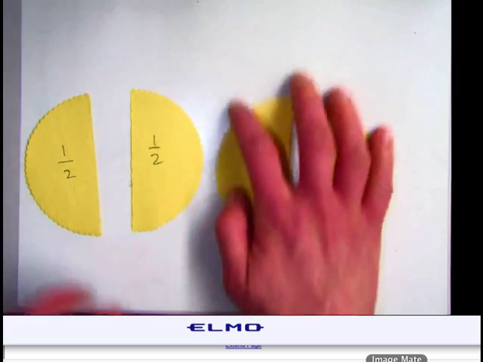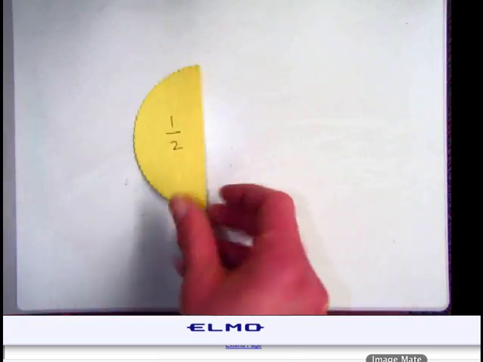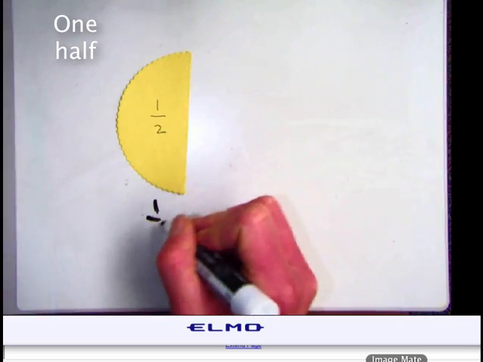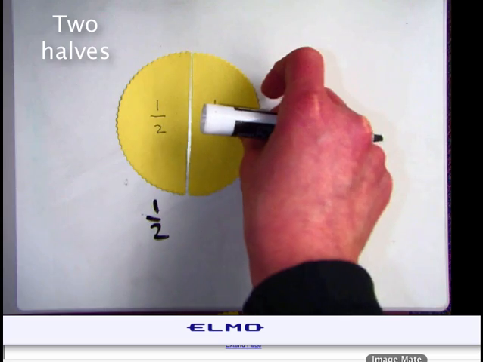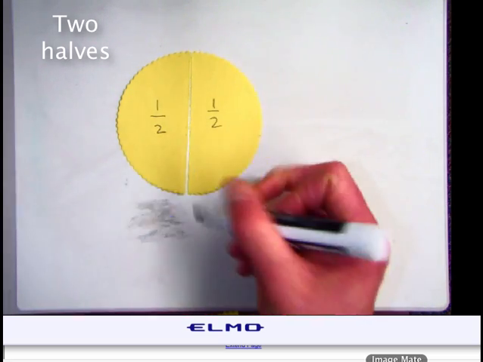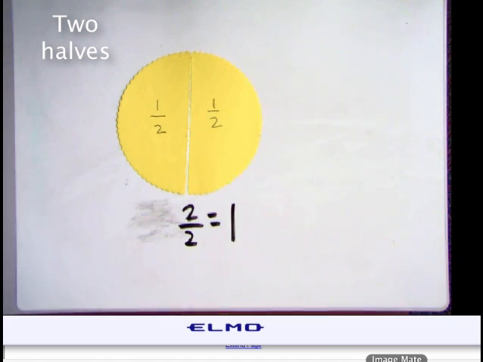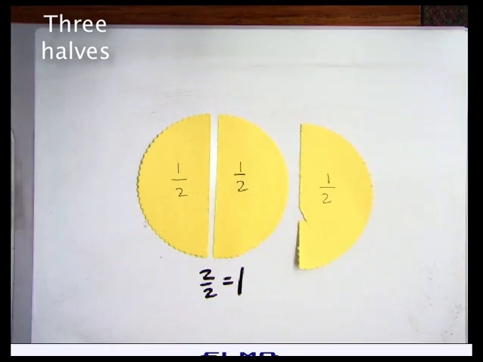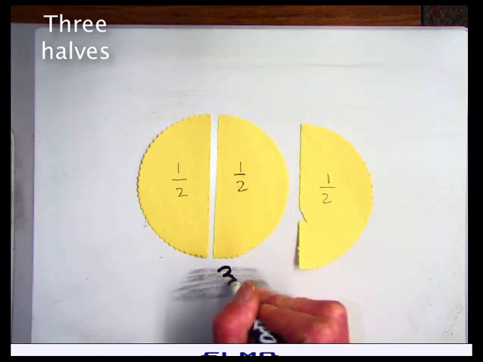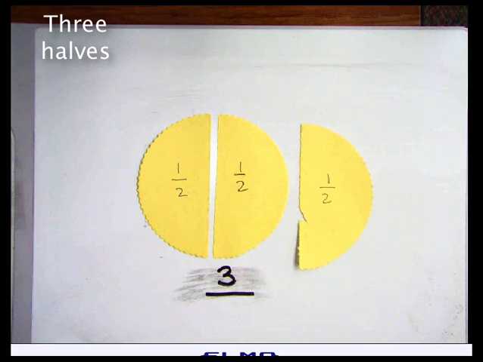Now, I want you to count with me for a second. 1/2, 2 halves, which is equal to 2/2, which is also equal to 1 whole, 3 halves. How would you write a fraction that names 3 halves? Well, if we had 3 halves, we would write 3 on top, the numerator, and since our whole is divided into 2 pieces, we would put this 2 on the bottom, 3 halves.